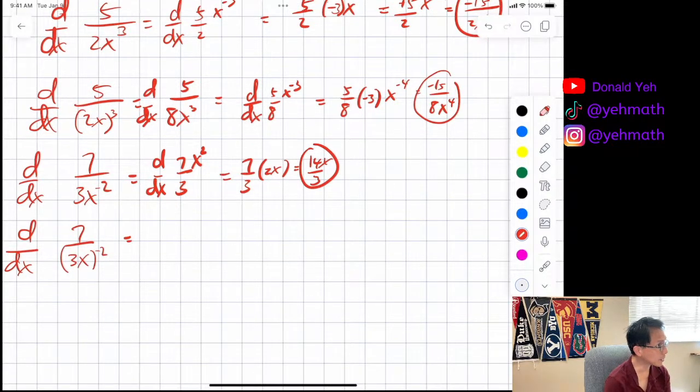What's the derivative of this? Should I do it? I gotta do it really fast.